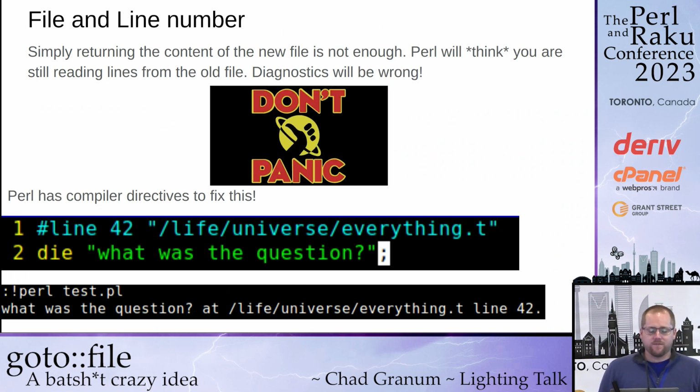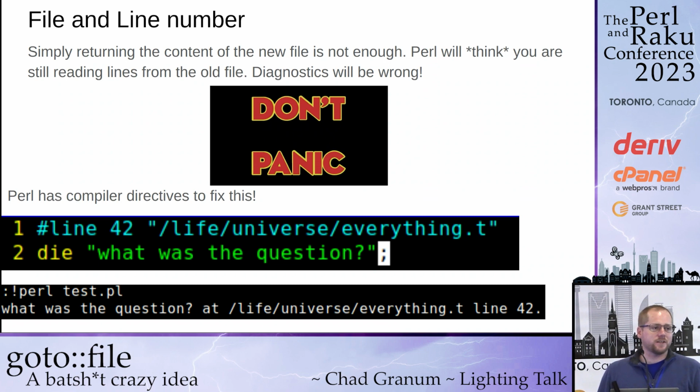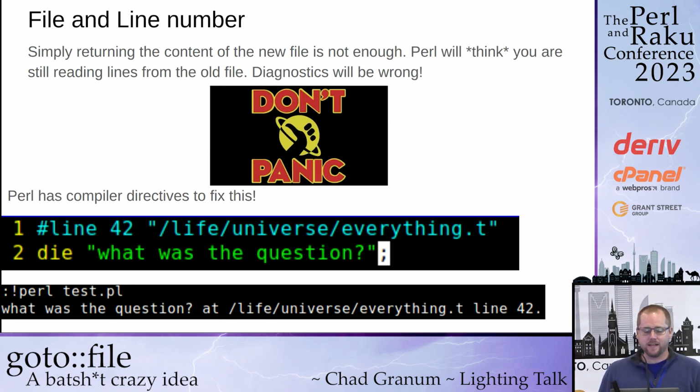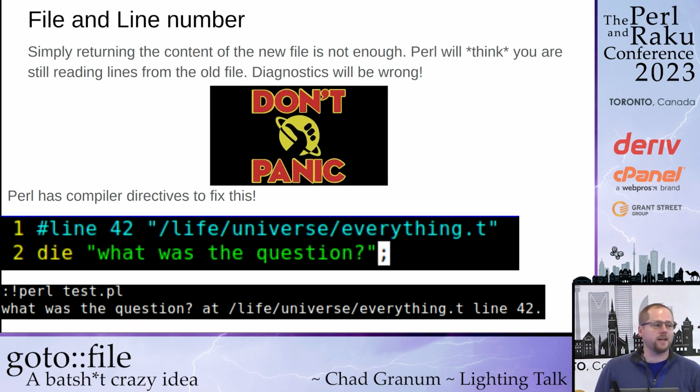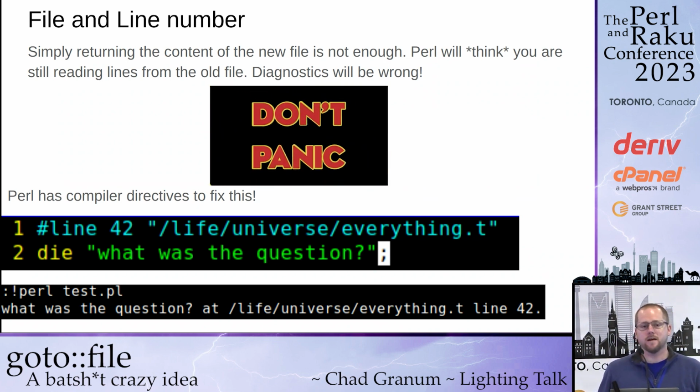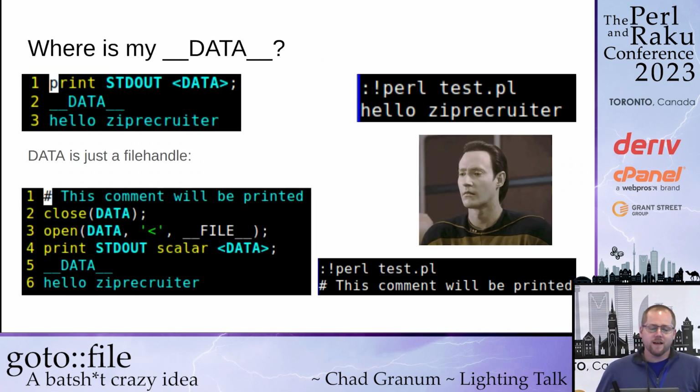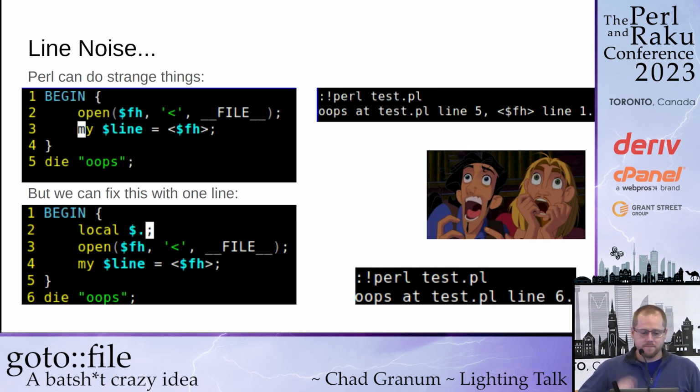Another thing to consider is file and line number. If you're suddenly switching to another file, but Perl thinks you're still reading the same file, it's going to get the file name and line number wrong. But Perl has compile directives, or comments that you can use as directives to change the file name and line number from that point on. What about your data handle? Well, it's just like any other handle. You can actually close it and open it to something else, so it's pretty easy to solve that problem.